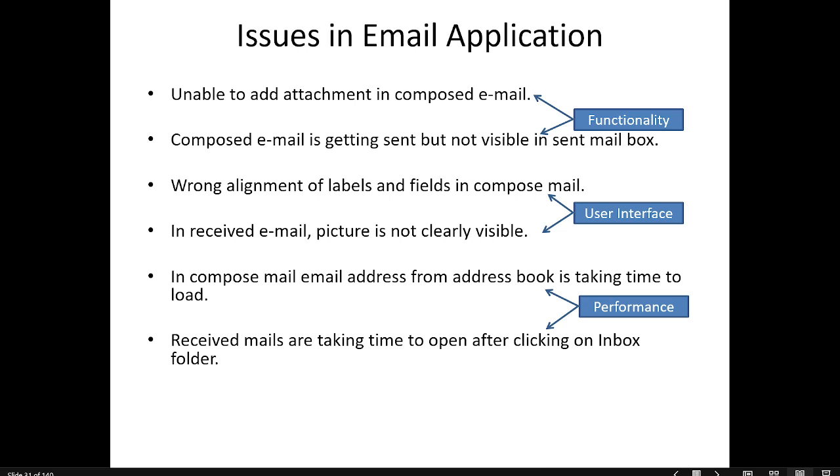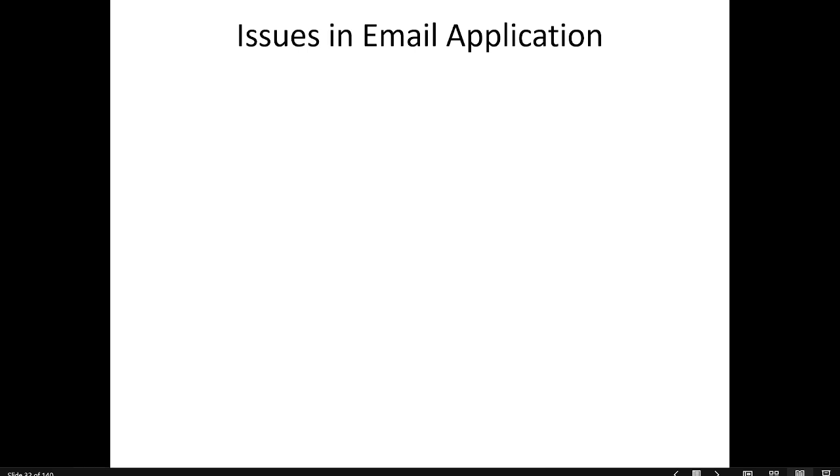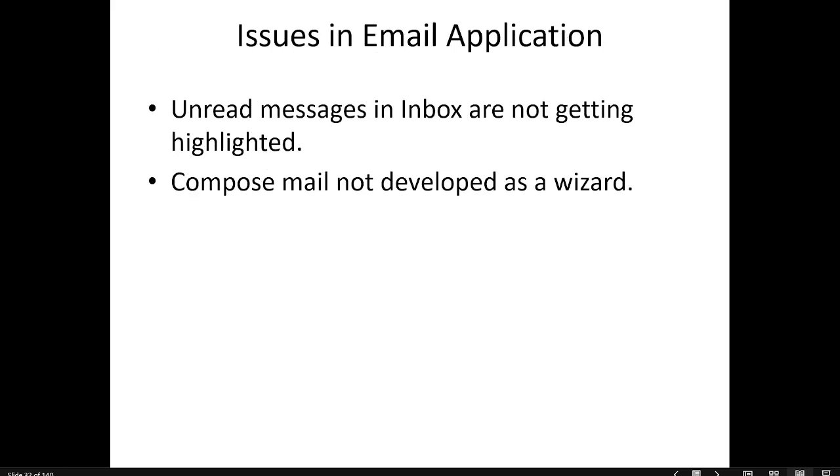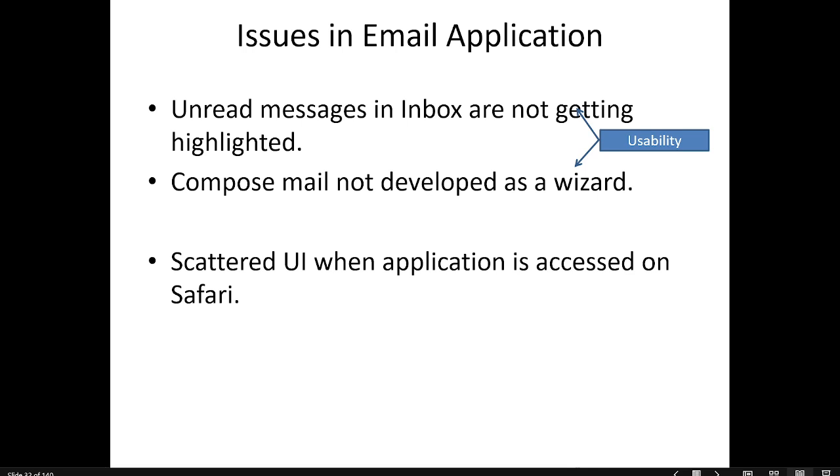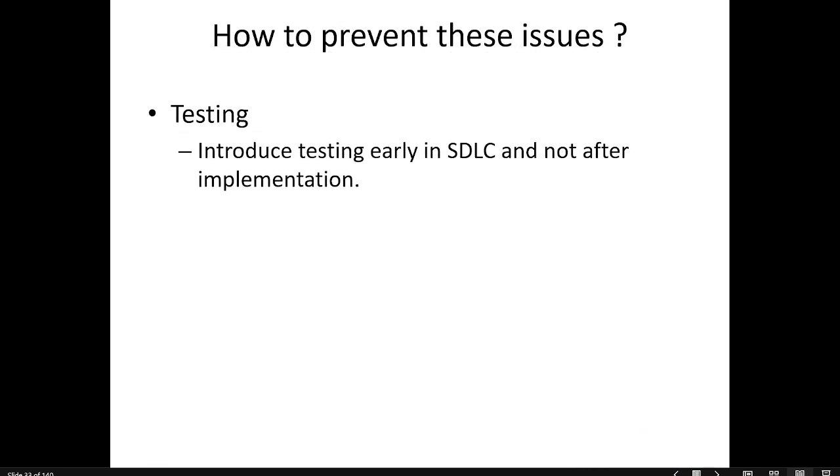So, if we consider from the SDLC point of view, if at a project level the project team is failing to address the challenges, then they will definitely have the problems listed before in the slides, which will lead to functional or non-functional issues in the software which is getting developed. Some more: unread messages in the inbox are not getting highlighted, or compose email not developed as a wizard. This falls under usability. So to summarize, SDLC challenges need to be addressed at the right time, which is very important. Now, how to prevent this issue?